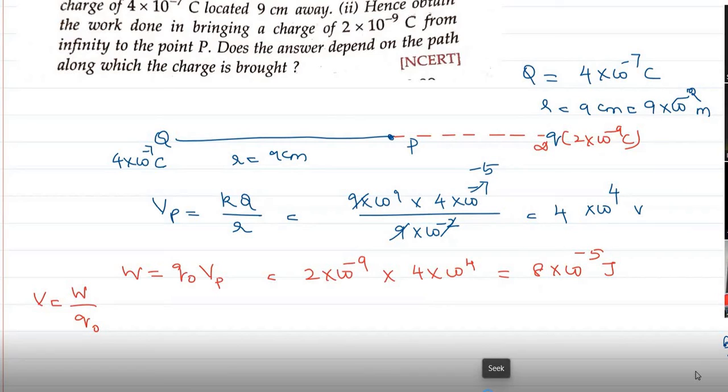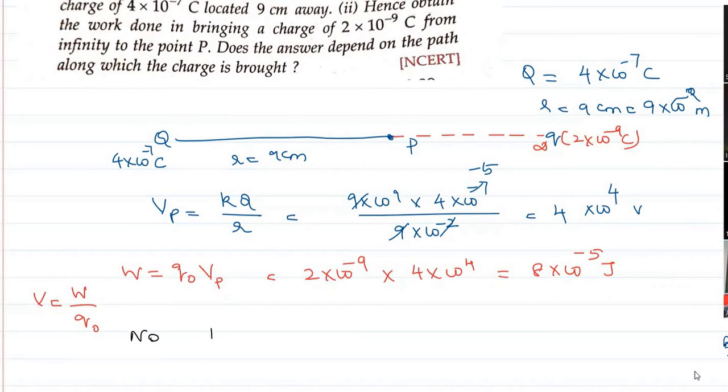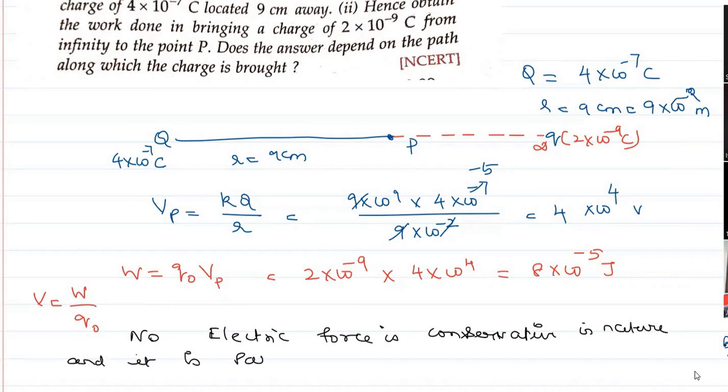Does the answer depend on the path along which the charge is brought? No, because the answer does not depend on the path, because the electric field is conservative, right? Electric force is a conservative force, conservative in nature, and it is path independent. It does not depend on the path in which you take the charge. It depends only on the final and the initial position of the charge. So that's why we call it conservative.